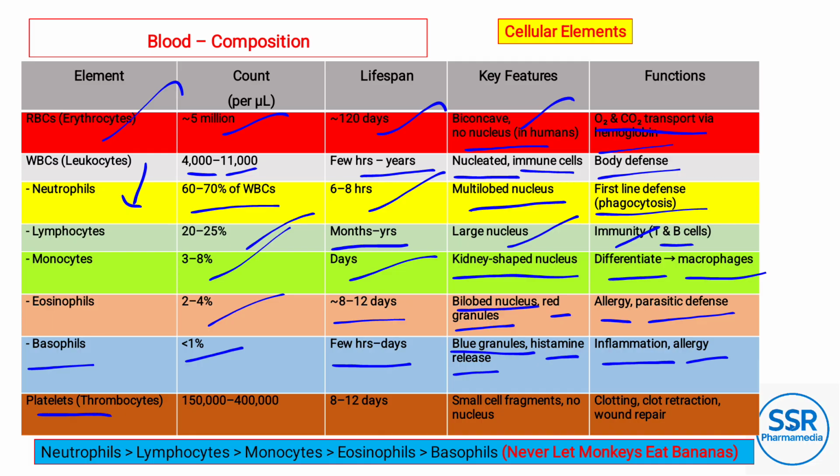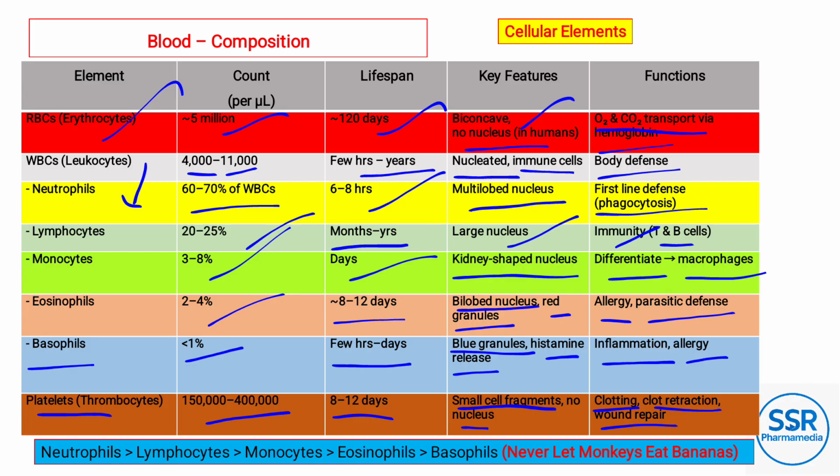And platelets, thrombocytes: 1,50,000 to 4 lakhs, lifespan 8 to 12 days. The main features are small cell fragments with no nucleus. It is mainly involved in clotting, clot retraction and wound repair.